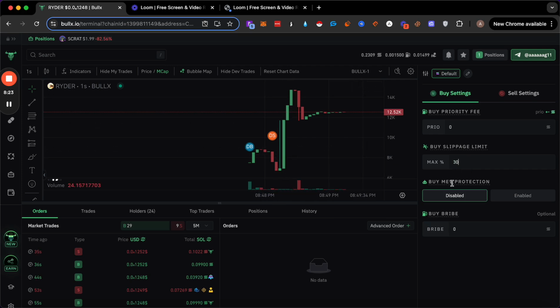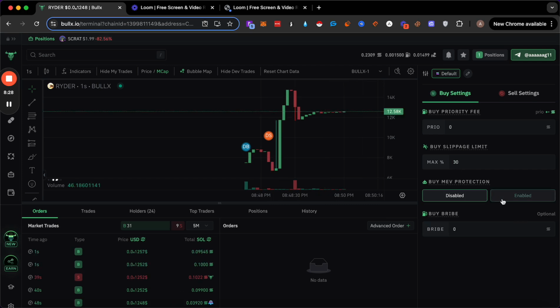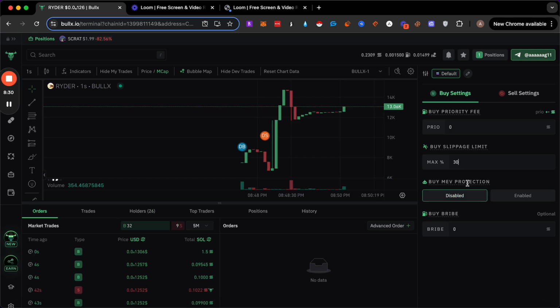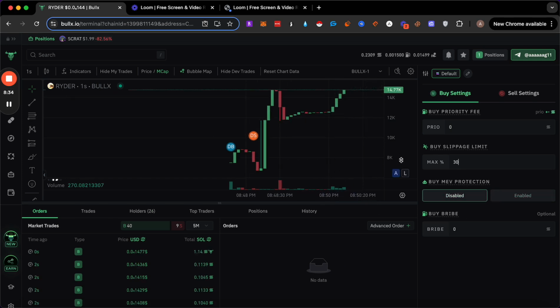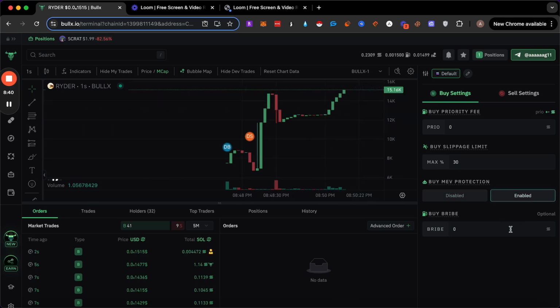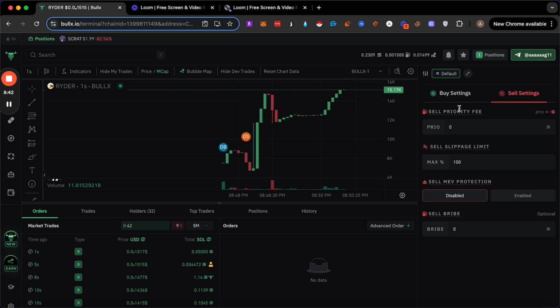MEV protection. This is only really important if you're making bigger trades. So if you are making bigger trades, especially on shittier coins, like this one that's just jumping up, you want to turn MEV protection on, right? And same thing on the sell side, you want to keep it on.